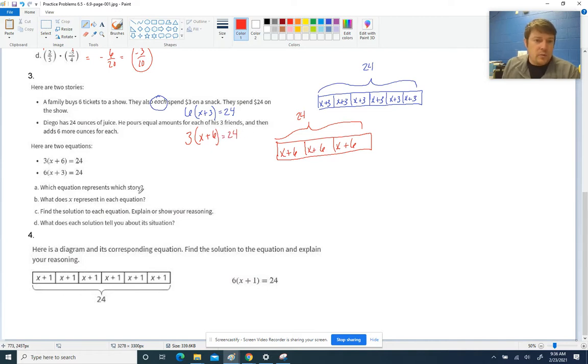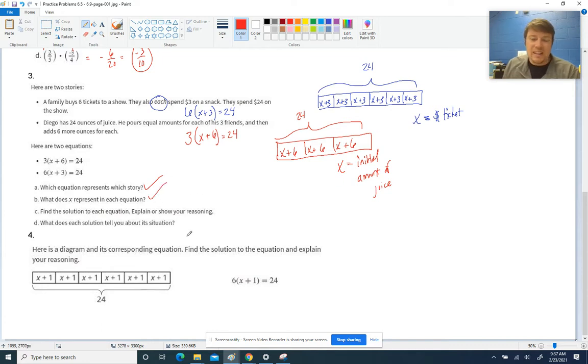Now, it says which equation represents which story. Check, we've already shown that. What does X represent in each equation? Okay, so let's go back to the blue one up here. In the family story, X is representing how much we paid for the ticket, so it's the price of the ticket plus the $3 for the snack. And in the second problem, X is representing juice and how much he initially poured. So initial amount of juice. And then he went back and added 6, right? So that's what those represent.